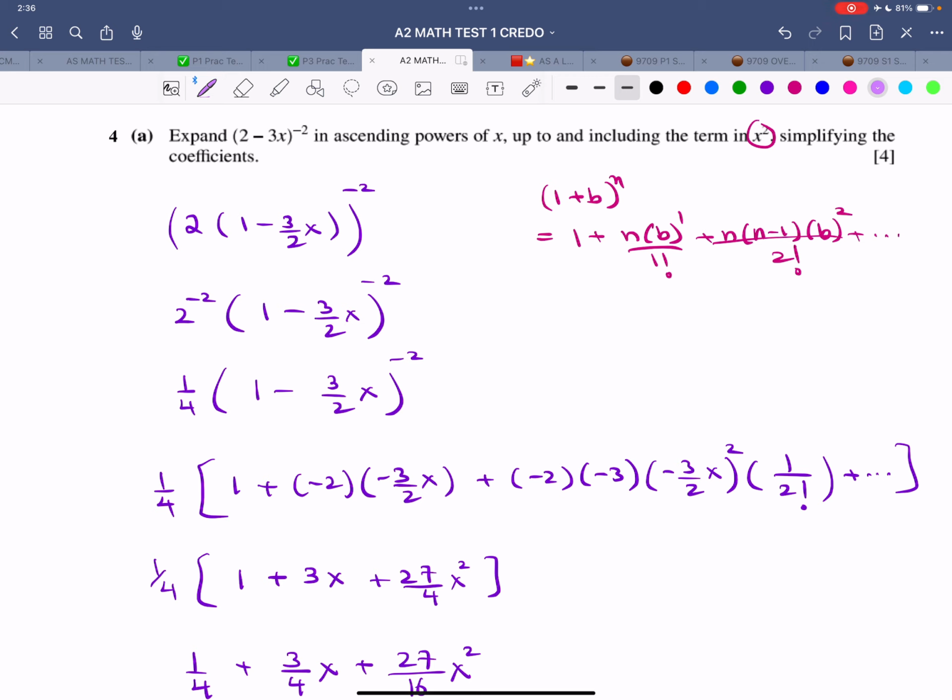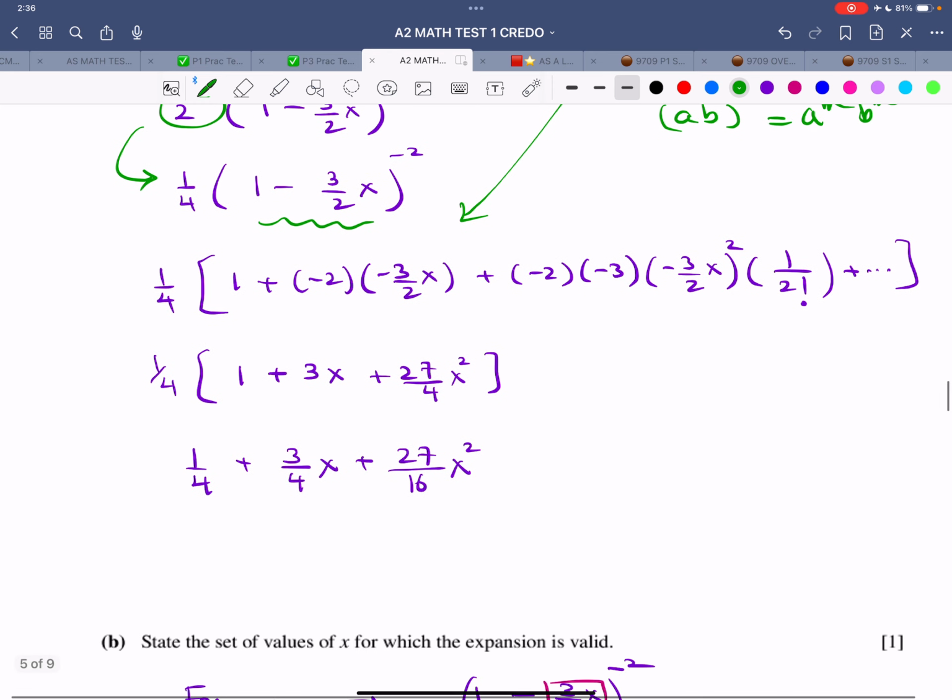So the first thing is that the first term has to be 1. In this case, 2 is taken out as a constant. When 2 is taken out, make sure that the power of negative 2 applies to both terms, since (ab)^m is a^m b^m. So 2 raised to the power of negative 2 is 1/4. This is already simplified. Now the formula is applicable over here.